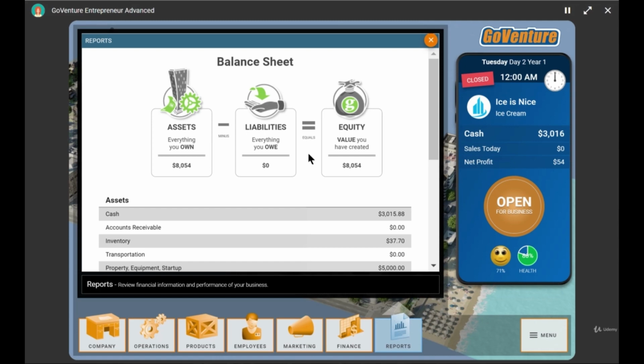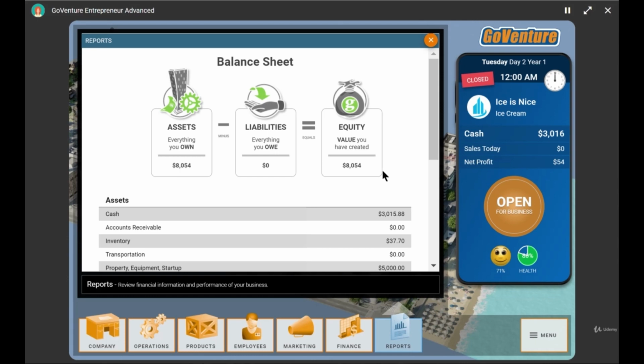And these things always have to balance. So you'll see here our assets in our example is $8,054. We have no liability, so we don't actually owe money to anyone, which is great. And so our total equity is also $8,054. It balances out. This formula, assets minus liabilities equals equity, should always balance.